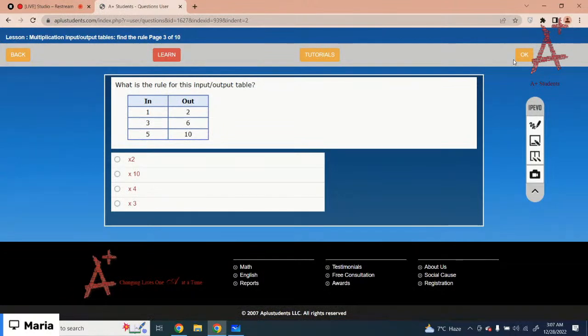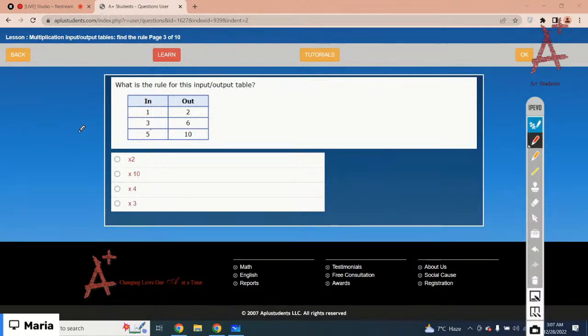What is the rule for the input output table? You have to find the rule for the input output table. 1 times what number equals 2, 3 times what number equals 6, and 5 times what number equals 10. Which is the correct option? 2, 10, 4, or 3? Yes, 1 times 2 is 2, 3 times 2 is 6, and 5 times 2 is 10. So the correct option is 2. Got it? So just select the correct option, then click on the OK button.